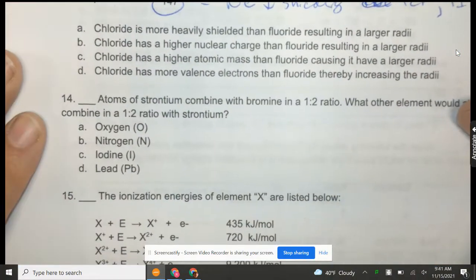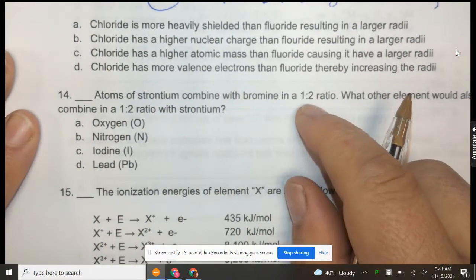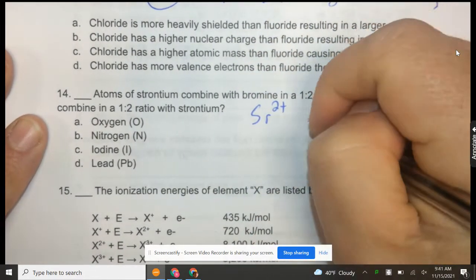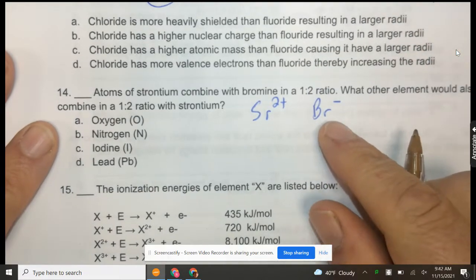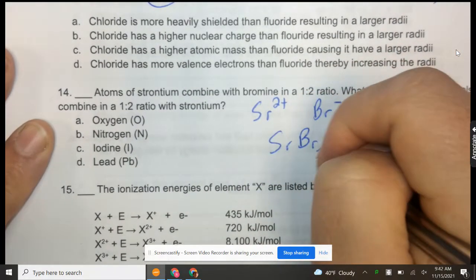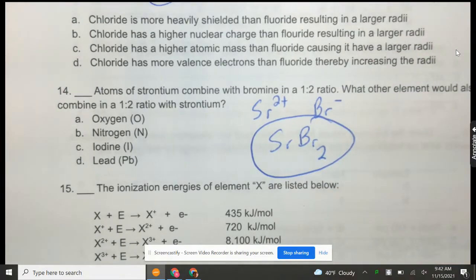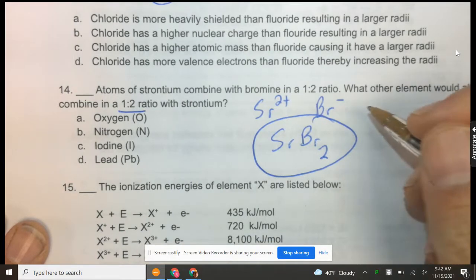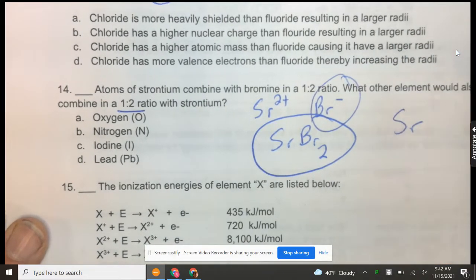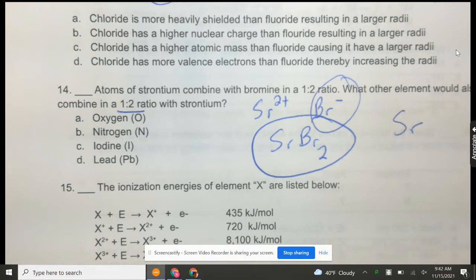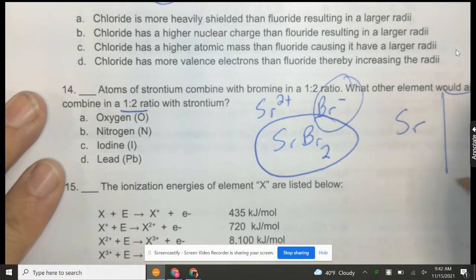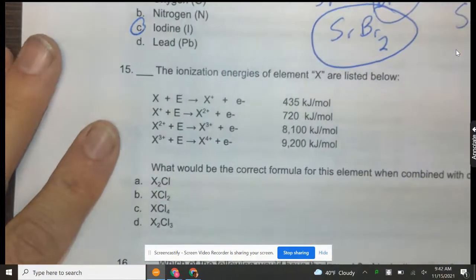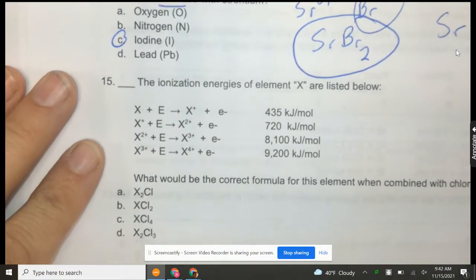Alright, down here, atoms of strontium combine with bromine in a 1 to 2. Of course they do. Strontium, if you look in the chart, will lose 2 to be 2 plus. Bromide will gain 1 to be Br minus. So what other element would also combine in a 1 to 2 ratio with strontium? Well, anybody who forms the same charge that bromine did, which would be anybody in the same column as bromide. And that's, of course, iodide, because they have the same number of valence electrons.